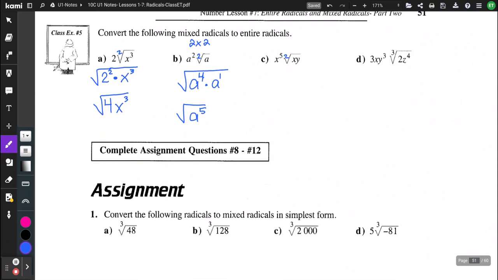x to the 5. Here we're going to go 5 times 2. So under the root sign, I'm going to get x10 times x1, y1. The only thing I can add there are the x's. So 10 and 1 make 11. So now under my root sign, I'm going to have x11 and y1.